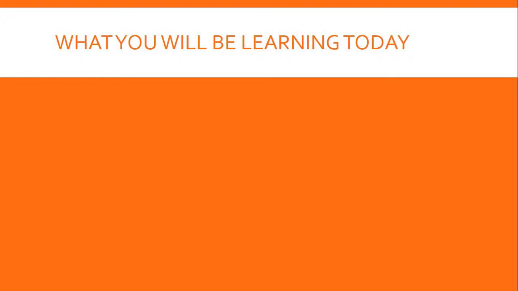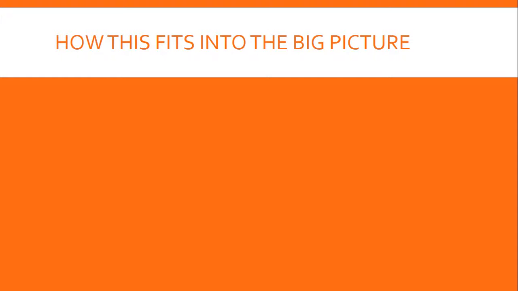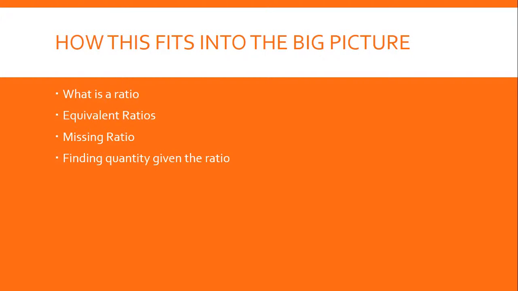What you will be learning today: how to get equivalent ratios, and how to find a ratio in its simplest form. How this fits into the big picture. What is a ratio? Equivalent ratios, missing ratios, finding quantity given the ratio, solve up to 2-step word problems involving ratios.